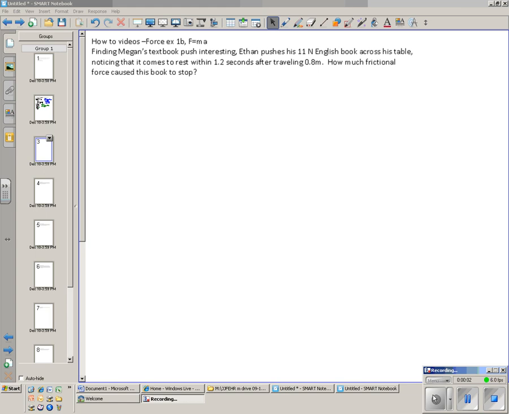This is how-to videos, force example 1B, some more F equals ma. It kind of goes along with the previous setup of pushing a book. Very exciting. We draw out the diagram. We have gravitational force, or we can also indicate that as weight.